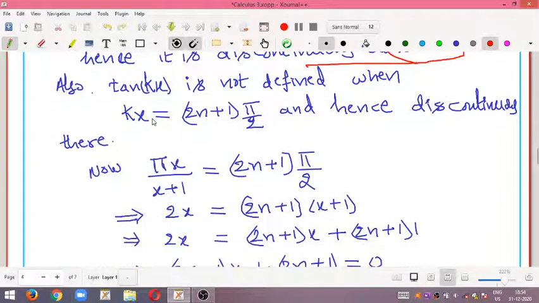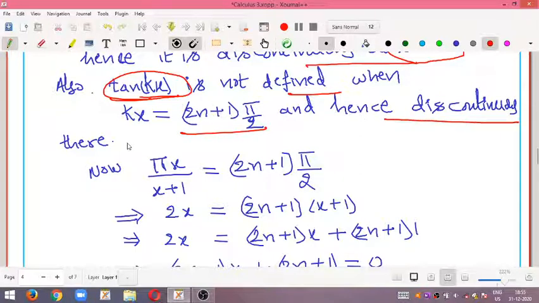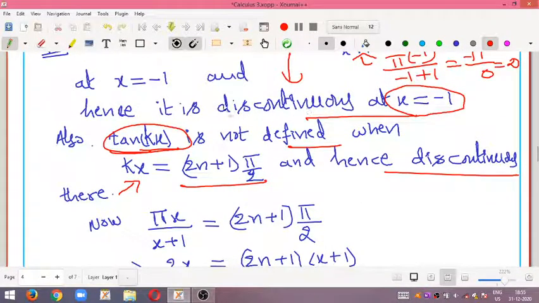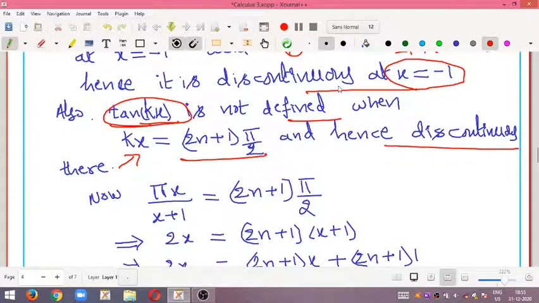Next, also tan of kx is not defined when kx is equal to 2n plus 1 into pi by 2. So tan of kx is not defined at these points, and hence this is also discontinuous at those points. So these both are discontinuous in two cases.